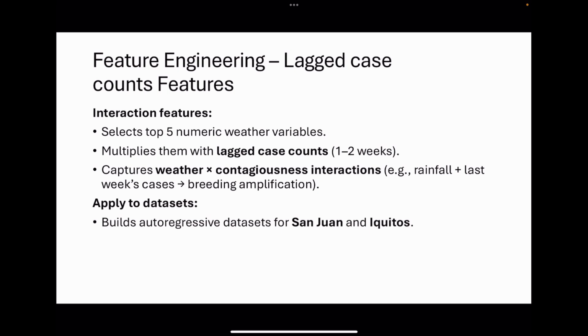To create the interaction features, we selected the top 5 numeric weather variables, and then we multiplied them with the lagged case counts. We then captured the weather times contagiousness interaction, and we applied this to our 2 datasets, San Juan and Iquitos. So now we have an autoregressive feature.